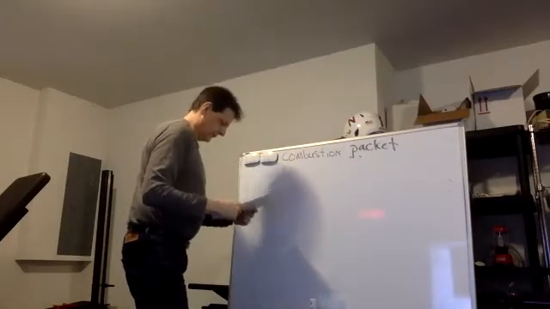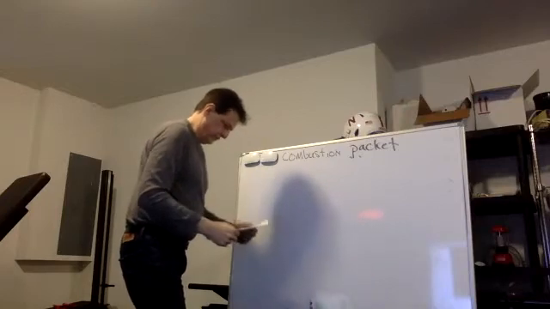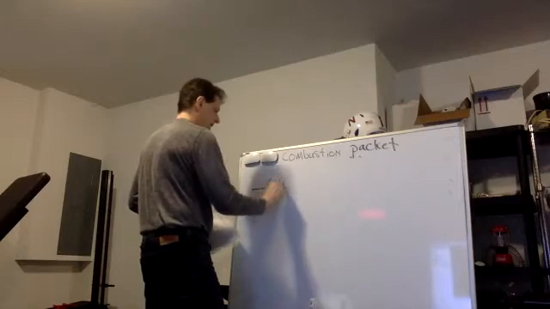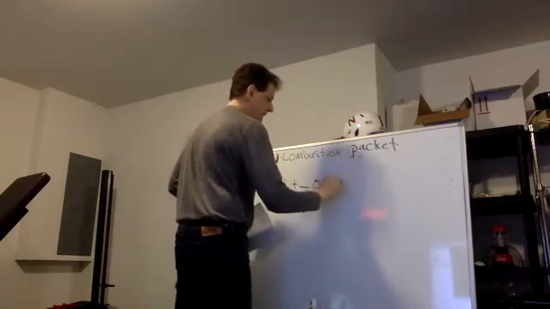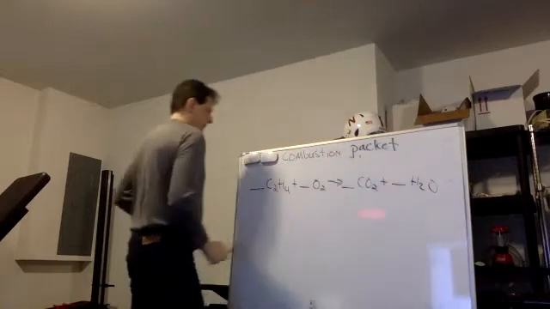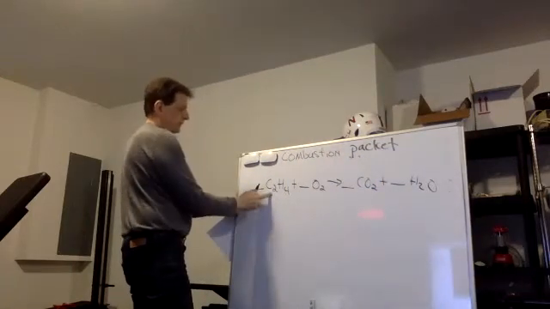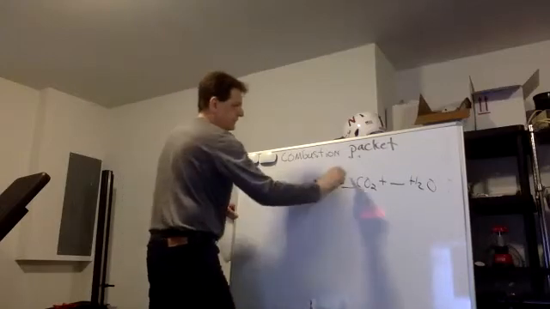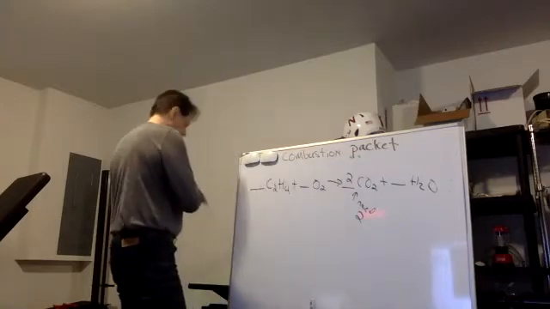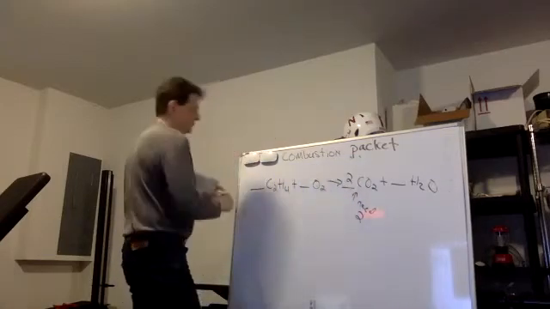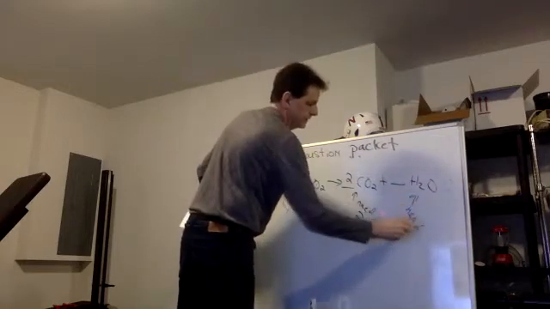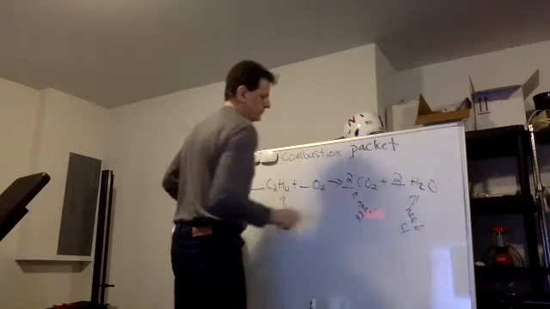Oh, let's see, the next one, C2H4. Again, you're going to start with carbon. You're going to go with 2. The need here is 2. Okay. Then you're going to go to hydrogen. You have 4 here. So the need here is 4. 2 goes into 4 2 times.